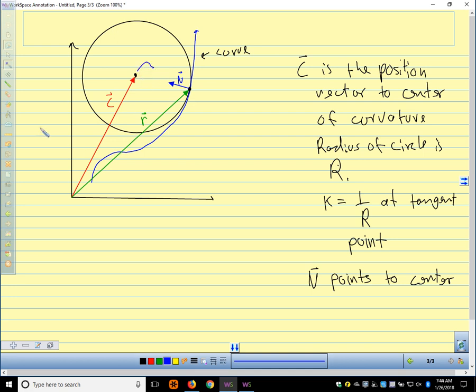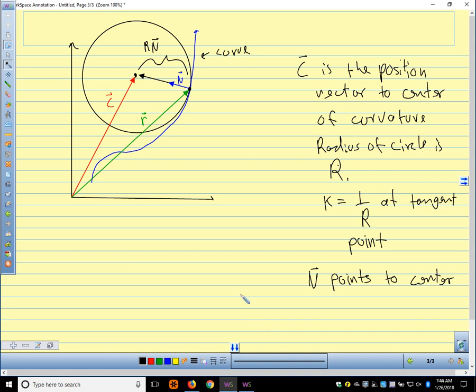How could we represent a vector from that tangent point to the center of the circle? Find the distance from R. Yeah, N times R. So this vector to the center of the circle, I'm going to add another vector here. That vector is going to be N times R, and I'm going to write it as R times N.